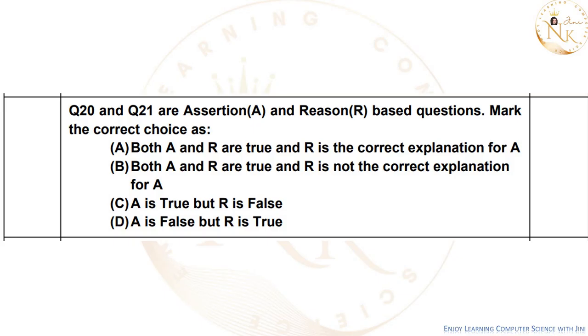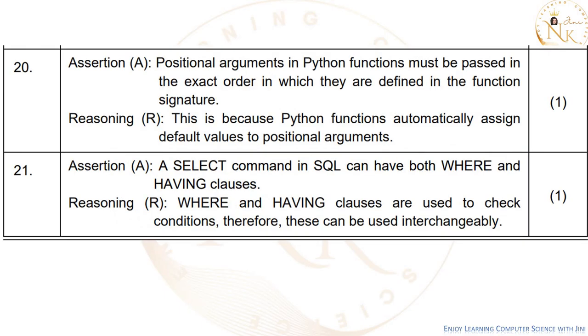You have to read the question clearly, understand the question properly and write. Option A is both A and R are true and R is the correct explanation for A. Option B is both A and R are true and R is not the correct explanation for A. Option C is A is true but R is false. Option D is A is false but R is true. You can see here, first question, 20th, assertion.